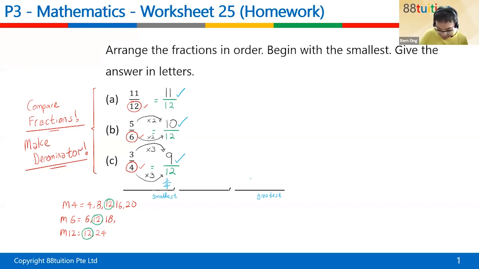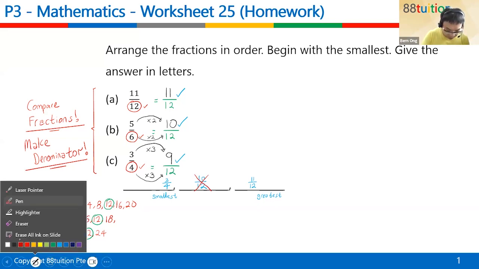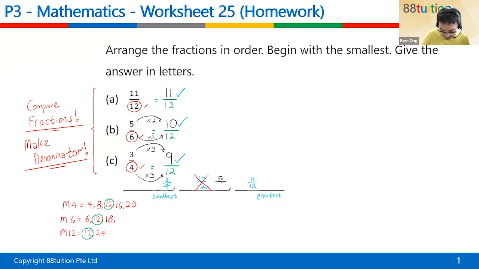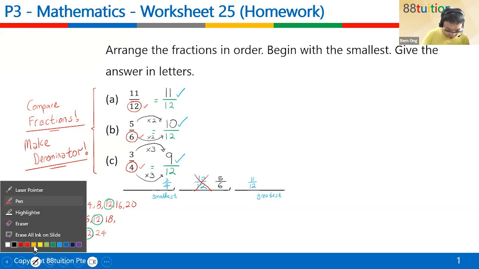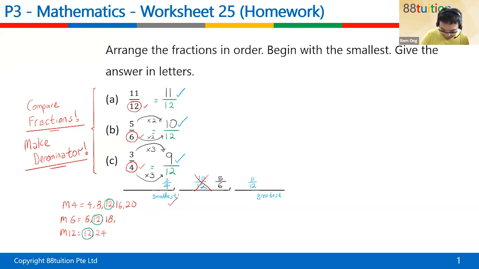And who is the largest? 11 over 12. Write 11 over 12 here. And who is in the center? You cannot write 10 over 12. If you write 10 over 12, your teacher will mark you wrong. What must you write? You must write what the question gives you, which is 5 over 6. Do you understand the difference? And that is your answer.